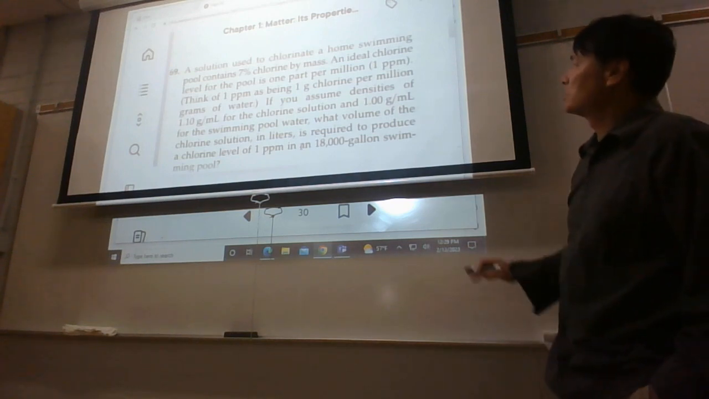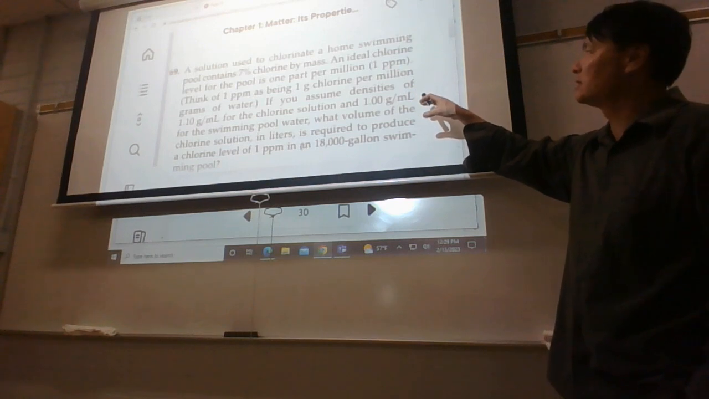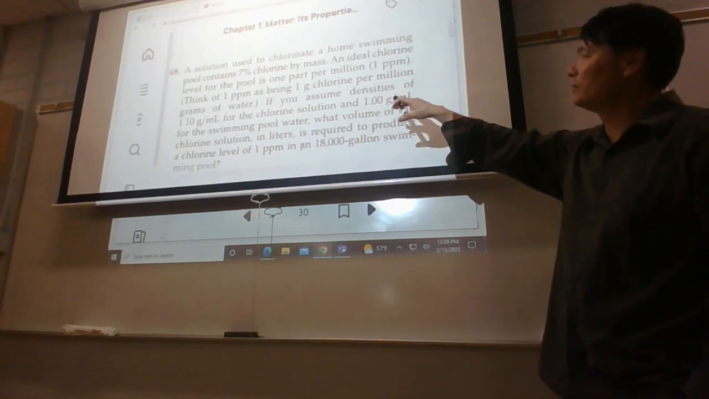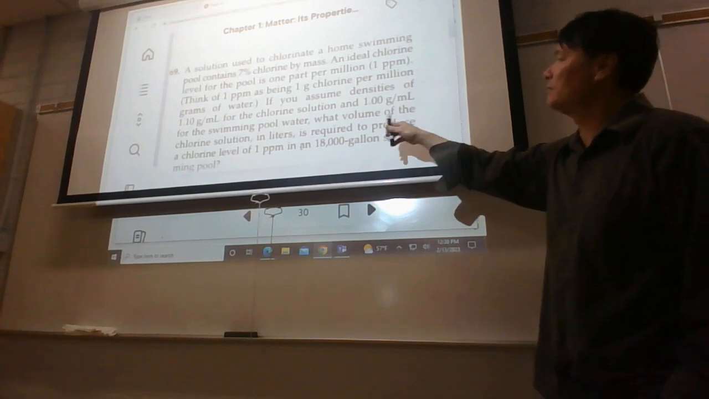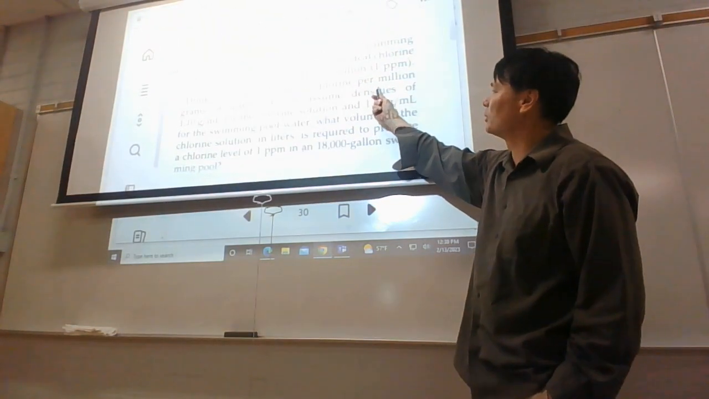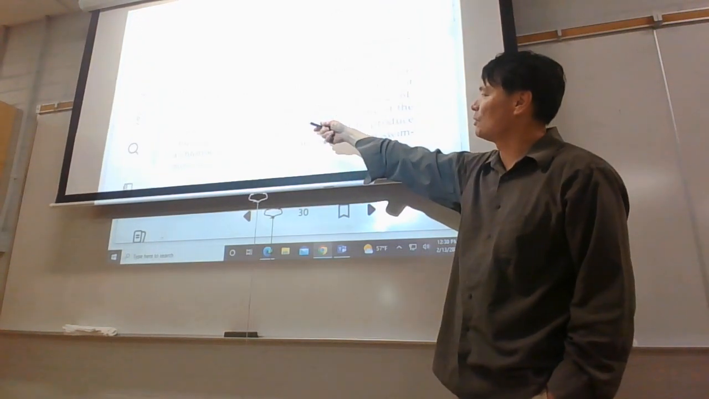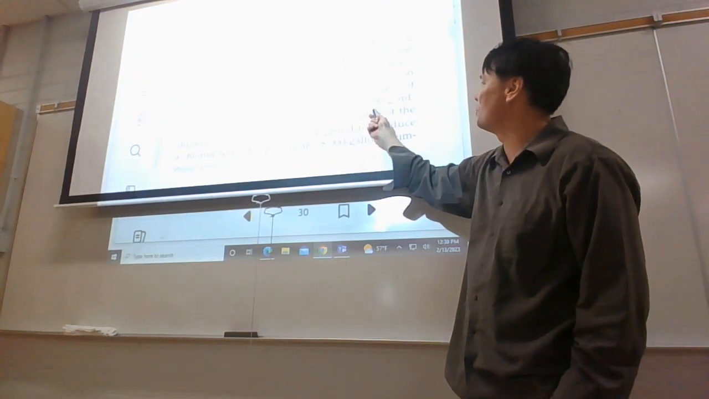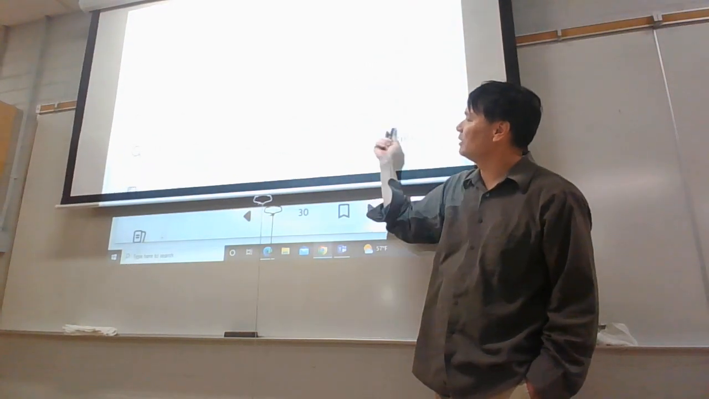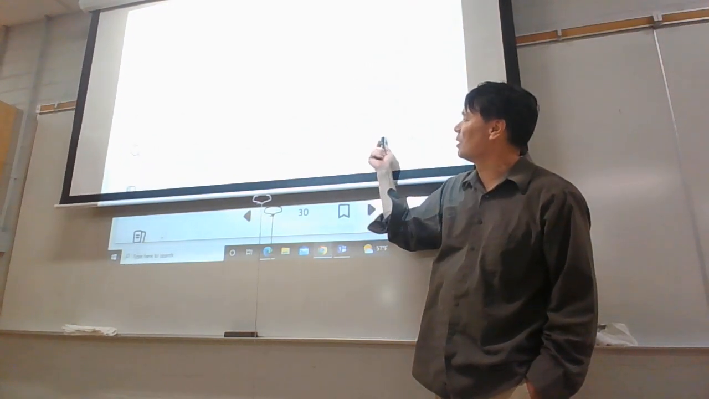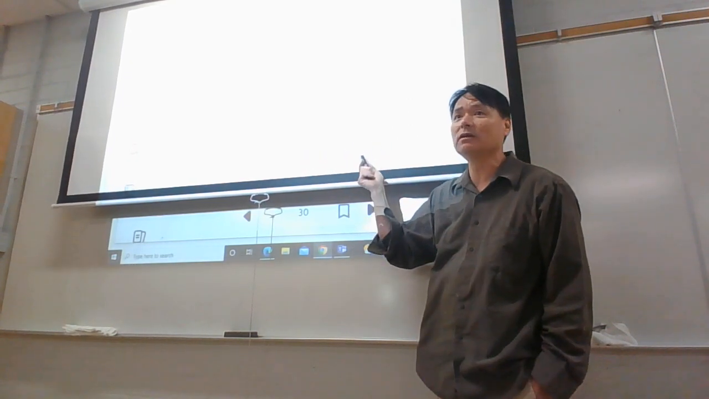A solution used to chlorinate a home swimming pool contains 7% chlorine by mass. An ideal chlorine level for the pool is 1 part per million. Think of 1 ppm as being 1 gram of chlorine per million grams of water. If you assume densities of 1.10 grams per milliliter for the chlorine solution and 1.00 grams per milliliter for the swimming pool water, what volume of the chlorine solution in liters is required to produce a chlorine level of 1 ppm in an 18,000 gallon swimming pool?